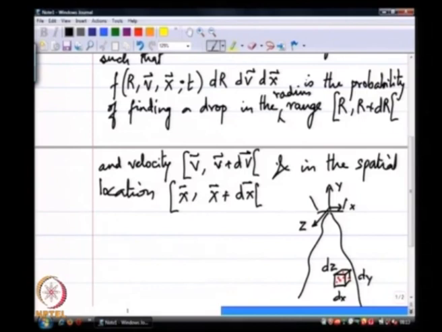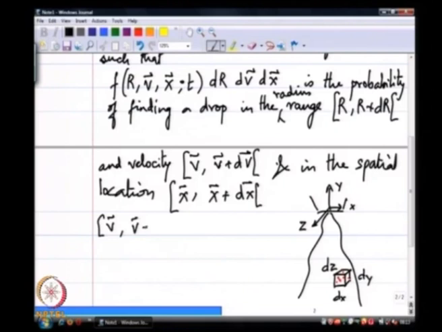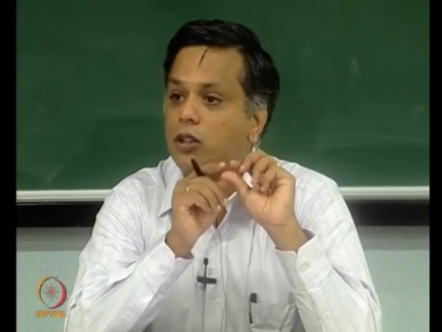r to r plus dr and velocity range v to v plus dv. So, we should be clear about what this vector v to v plus dv means. It is easier to define the dv vector. dv is equal to dv1, dv2, dv3, which are the velocity components in the 3 directions. So, it is like a little tiny volume in the velocity coordinate.